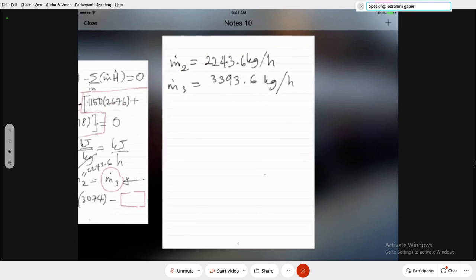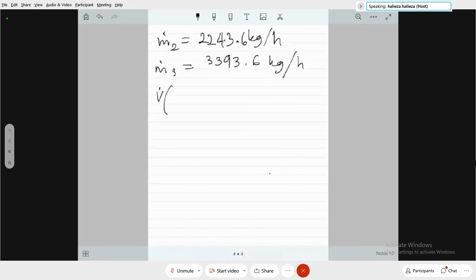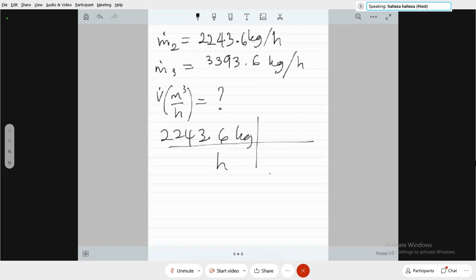Let me write that down. You need to find this. The answer is in cubic meters per hour. Cubic meter means you're looking at volume. You have your value for M2, which is now 2243.6 kilograms per hour. You need to cancel the kilogram so that you have cubic meter there. So it becomes cubic meters per hour.